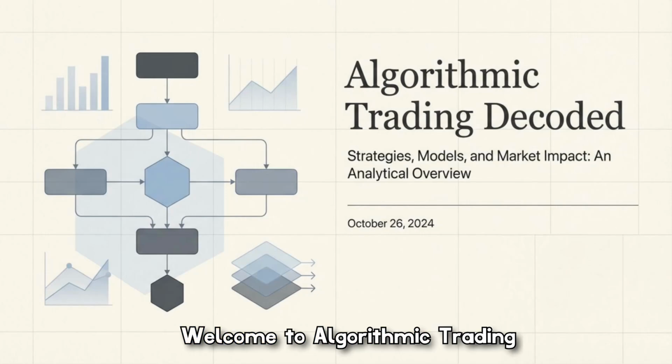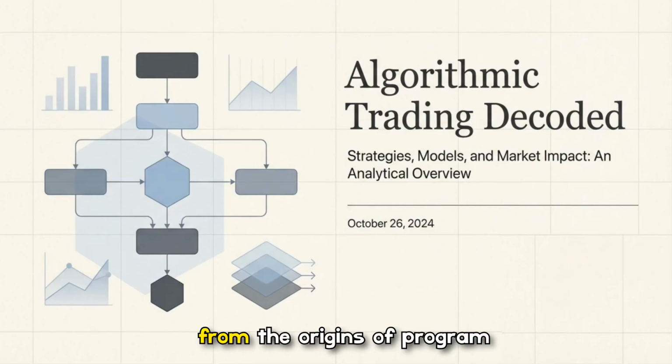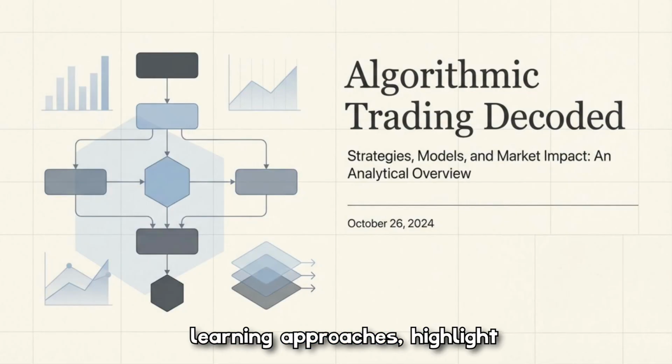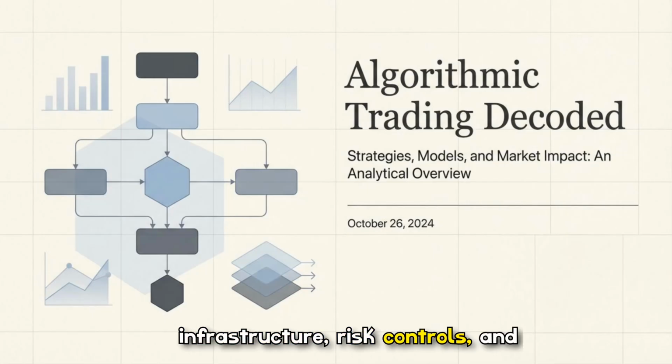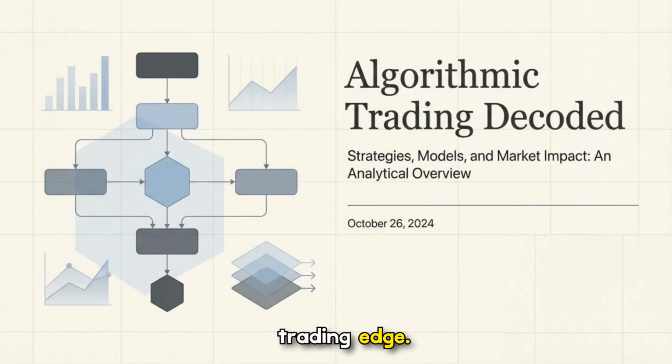Welcome to Algorithmic Trading Decoded, where we unpack strategies, models, and market impacts in a practical way. In this presentation, we'll move from the origins of program trading to modern machine learning approaches, highlight execution mechanics, infrastructure, risk controls, and regulatory implications, and show how these pieces combine to shape market behavior and trading edge.